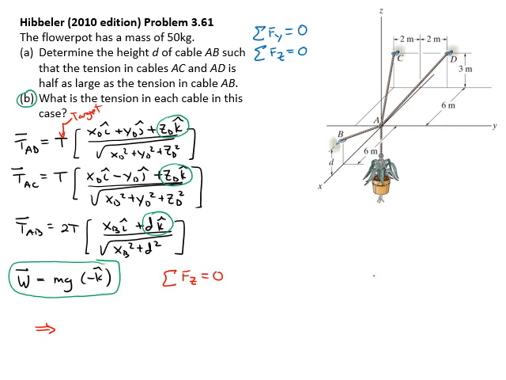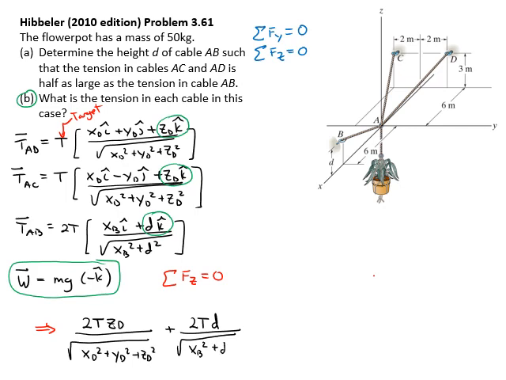Well, again, the first two are the same. So we get here 2T zd over the square root of xd squared plus yd squared plus zd squared. The second one is 2T d over the square root of xb squared plus d squared. And then don't forget about this weight downwards: minus mg equals 0. So there's the equation that comes from the z direction.